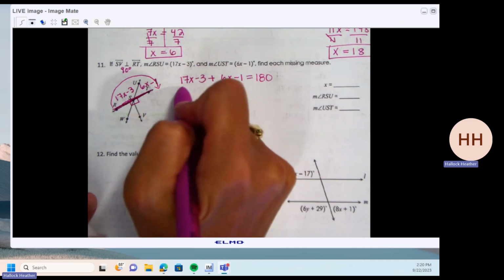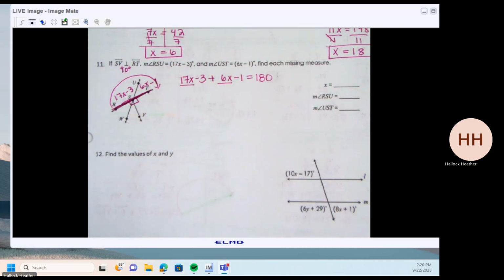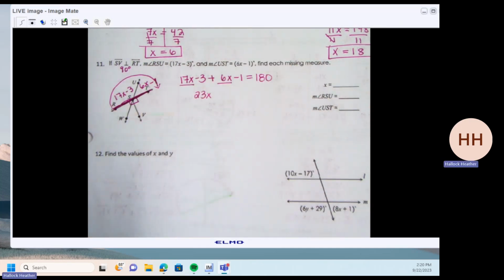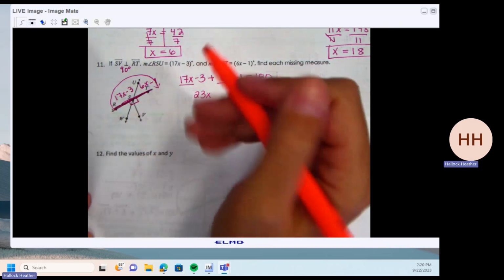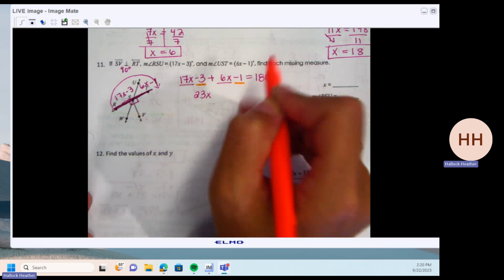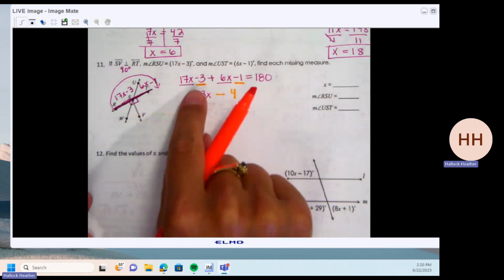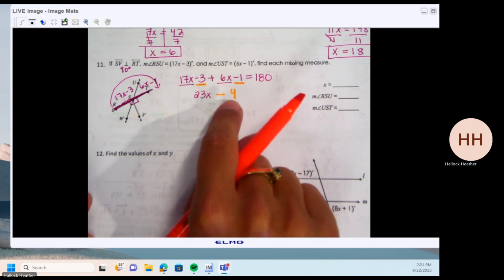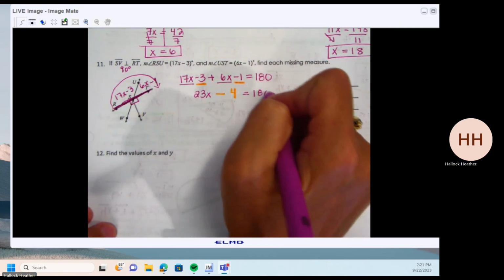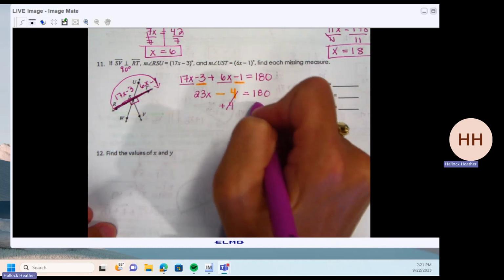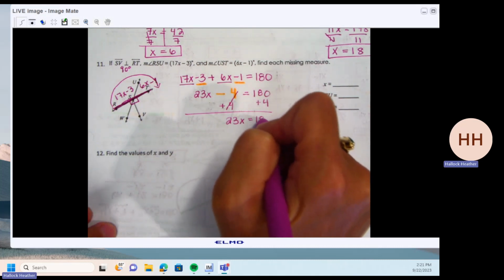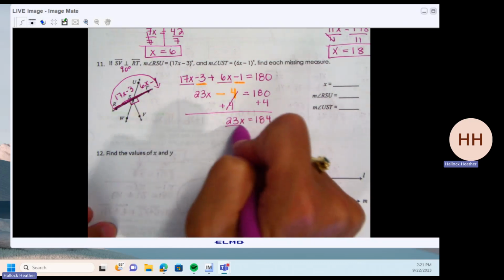So if I combine like terms, 17x and 6x is 23x. If I combine my constants, -3 and -1 combined make -4. Remember, when you're combining like terms, you're adding them. So this is -3 plus -1 makes -4. And then I have equals 180 in the back. And then I'm adding 4, 23x equals 184. And then I can divide by 23.